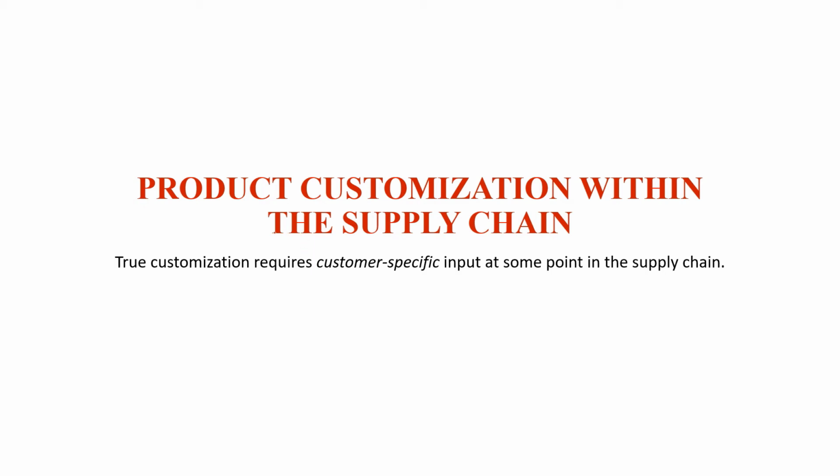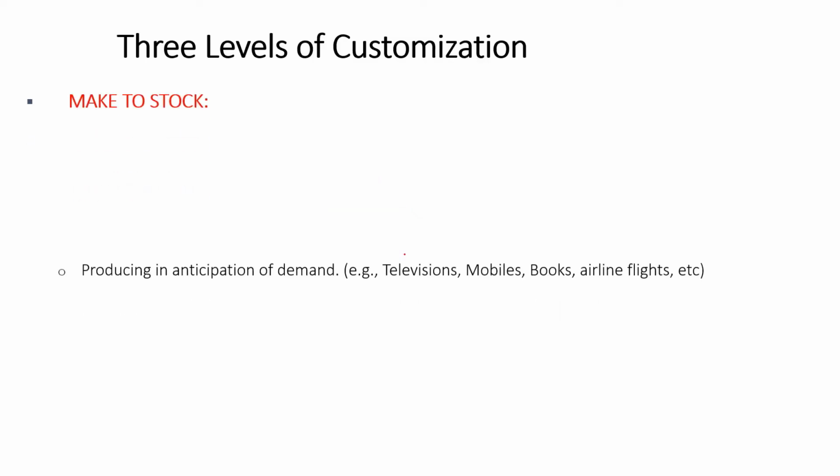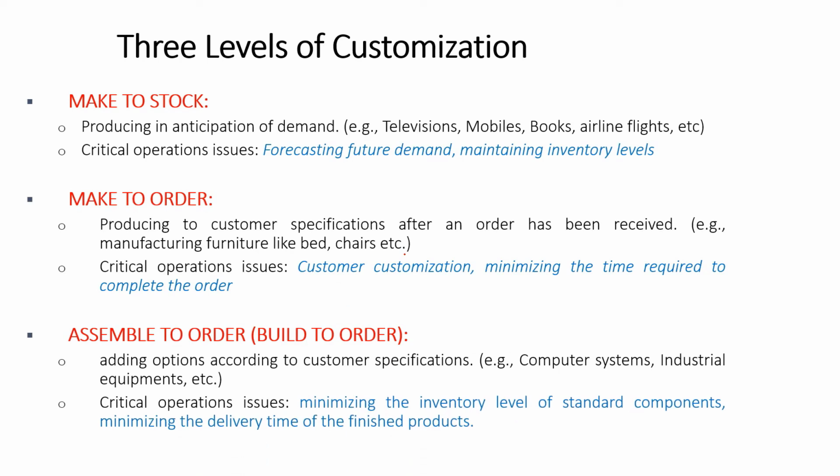In this video, I'm going to talk about product customization within a supply chain. So when we are saying customization within a supply chain, that means in the entire supply chain, there is some specific point where we want to intervene with the customer required inputs. Okay, so when we are talking about the customization perspective within the supply chain, we can adopt multiple types of customization levels, or you can say the manufacturing strategies or the operation strategies we can adopt in order to entertain the customization level.